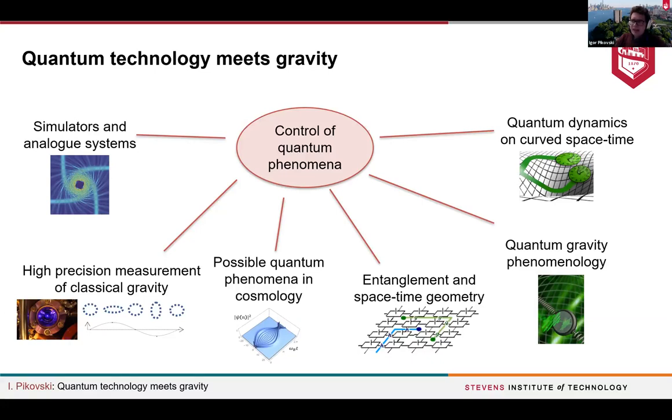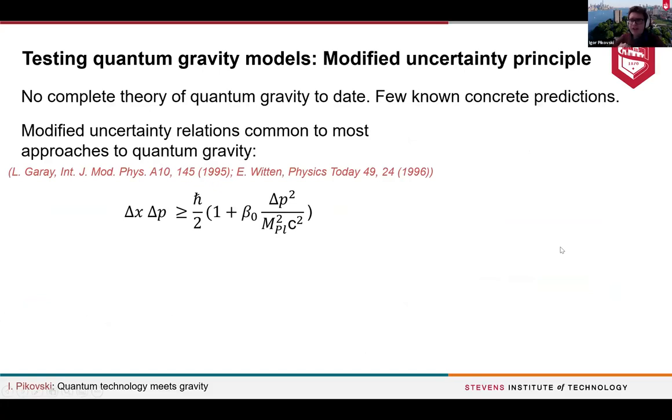And so now, in the last few minutes that I still have, I want to zoom in to give you just one flavor and an example of how we can use these kind of novel systems in order to probe some specific models of quantum gravity. We don't have a full theory of quantum gravity, but we have some models that predict some changes in the quantum behavior of systems.